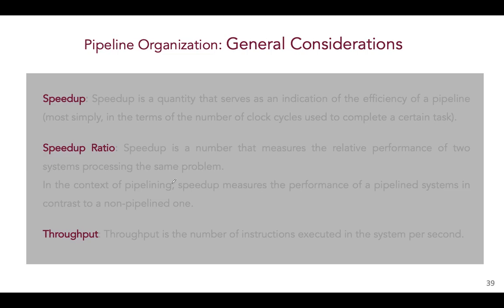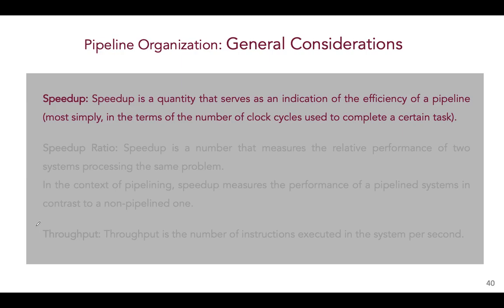All right, now we are going to talk about three general considerations of pipelines, and these are actually what the advantages of pipelines are. These three considerations are responsible for offering whatever advantages pipelines actually have. These are the reasons for those advantages, and these are speed up, speed up ratio, and throughput. So let's talk about each of these one by one.